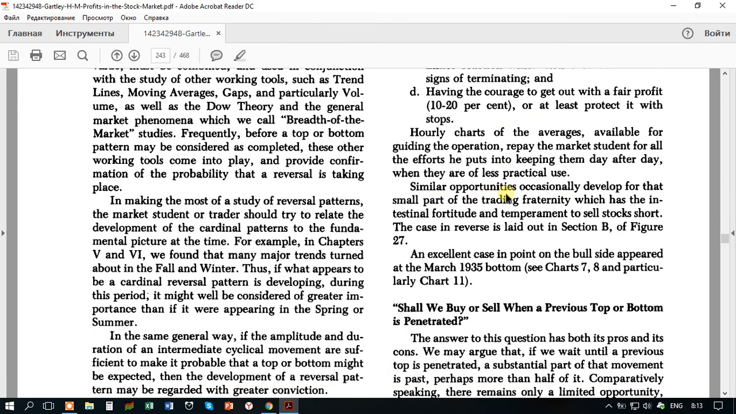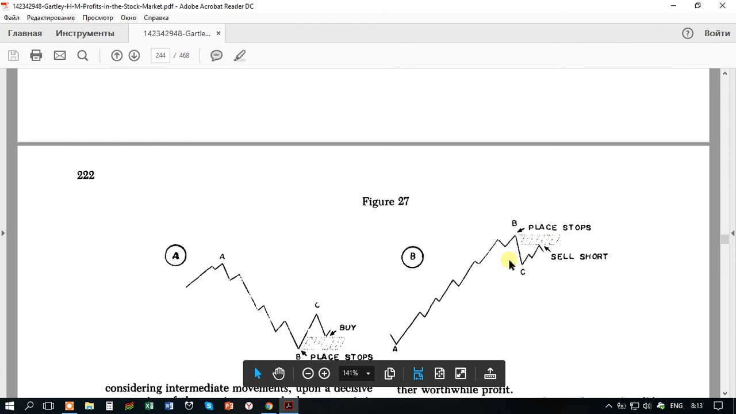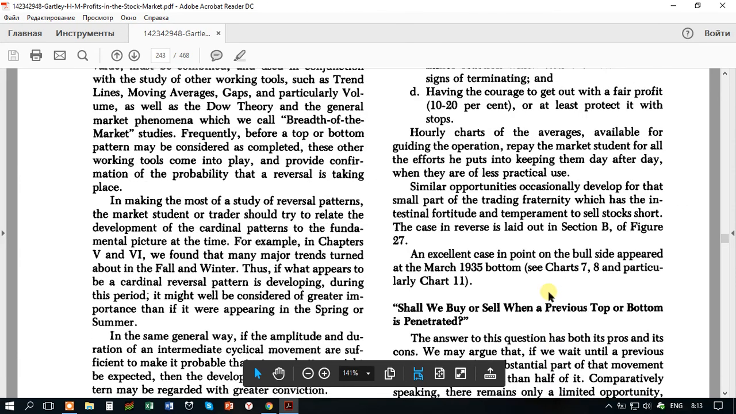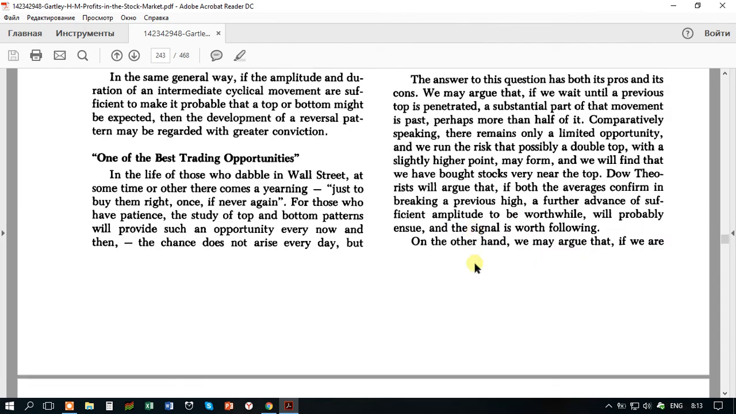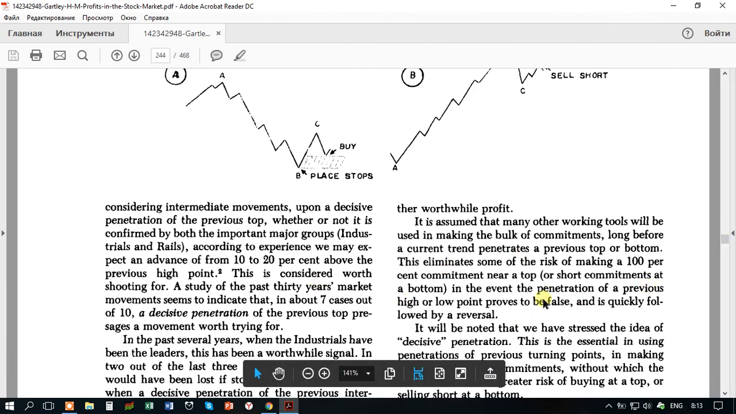Let's read next. Similar opportunities occasionally develop for that small part of the trading fraternity which has the intestinal fortitude and temperament to sell stock short. So he's explaining that this is similar to buying. If you buy or sell, it doesn't really matter. The case in reverse is laid out in section B of figure 27. An excellent case in point on the bull side appeared in March 35, see chapter 7, particular chart 11. So it is very far from here.